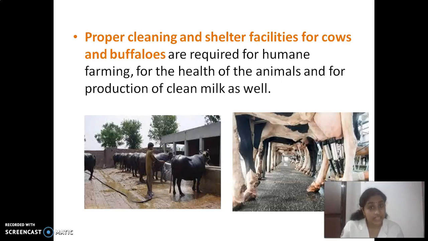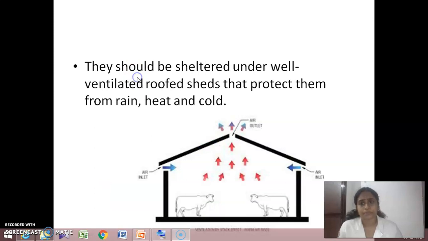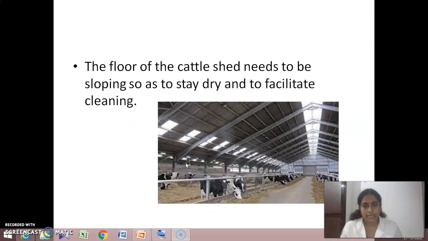Proper cleaning and shelter facilities for cows and buffaloes are required for humane farming and for the health of the animals and for protection of clean milk as well. So animals require regular brushing to remove dirt and loose hair. Then they should be sheltered under well-ventilated roofed sheds that protect them from rain and heat. Here you can see a cow shed. The floor of the cattle shed needs to be sloping so as to stay dry and to facilitate cleaning.